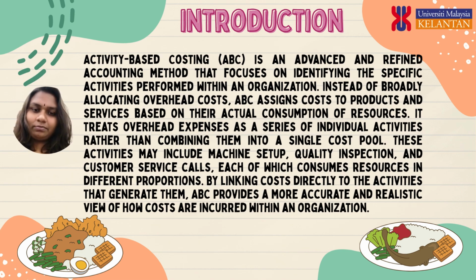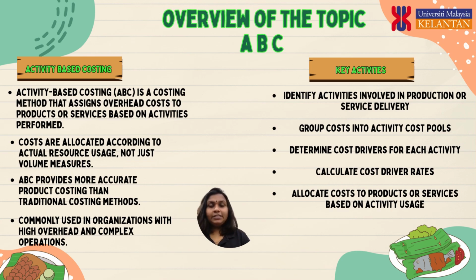This slide shows an overview of activity-based costing. ABC is a costing method that assigns overhead costs to products or services based on the activities performed, rather than using only volume-based measures like labor or machine hours. By allocating costs according to the actual resource usage, ABC provides more accurate product costing compared to traditional costing methods. It is especially useful for organizations with high overhead costs and complex operations.